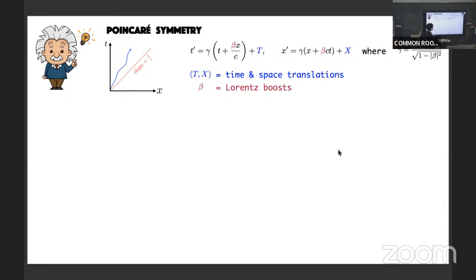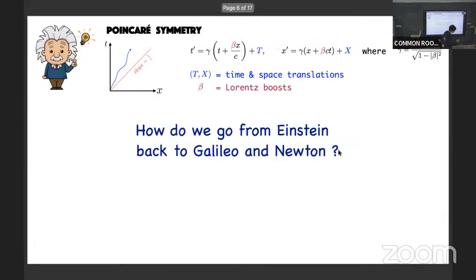But we all know that before the time of Einstein, our physics was built upon the ideas of Galileo and of Newton, and it is non-relativistic. So the question is, what happens when we go from relativity, from Einstein, back to our usual Galileo picture, or the picture of Newton? This is the story of the non-relativistic limit.